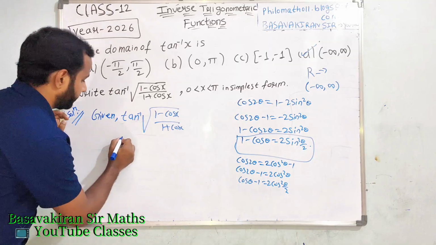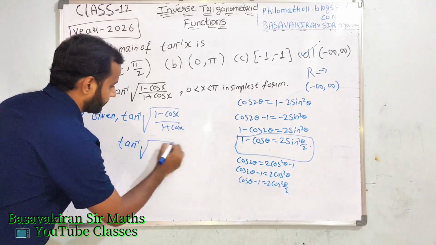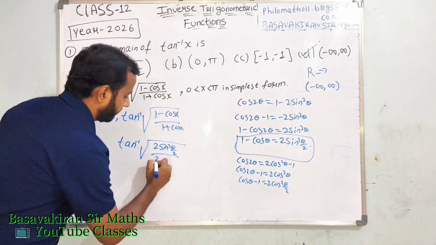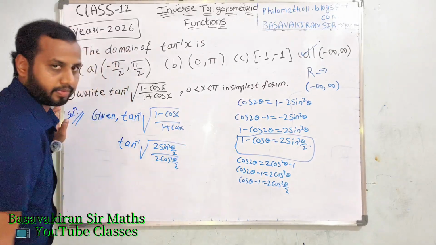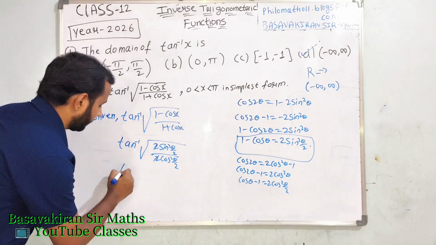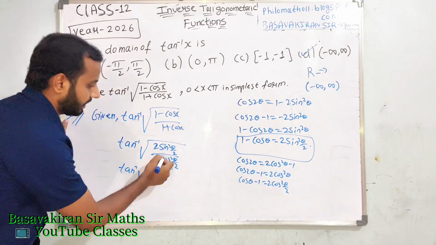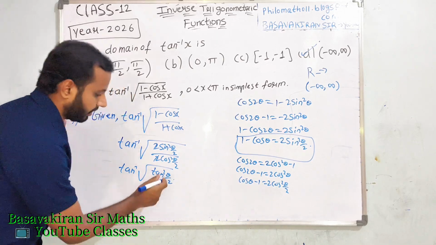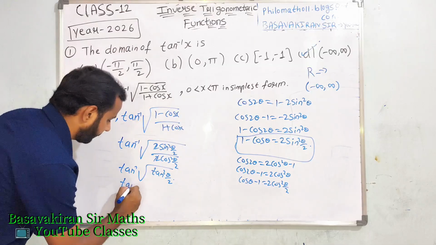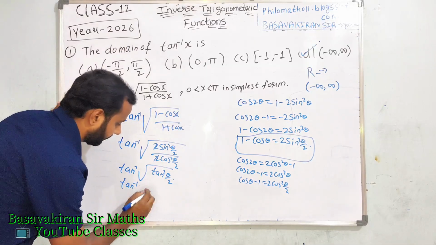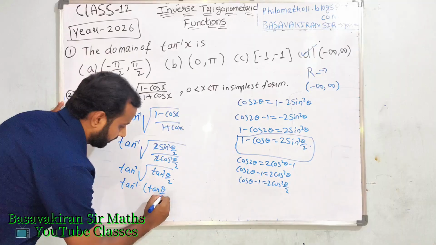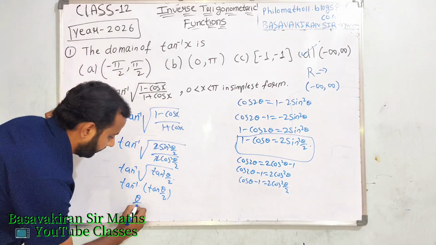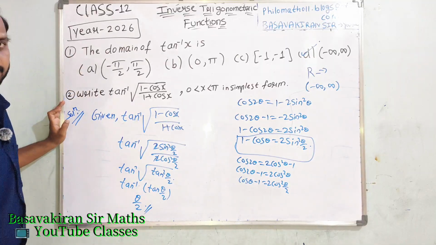Now let us substitute in tan inverse of x. What is 1 minus cos theta? That is 2 sin square theta by 2 divided by 2 cos square theta by 2, right? Next the 2s get cancelled, left with tan inverse of sin theta by 2 over cos theta by 2, that is tan theta by 2, all squared under root. Now square and root get cancelled, left with tan inverse of tan theta by 2. Again tan and tan inverse get cancelled, left with theta by 2. This is the final answer, right?